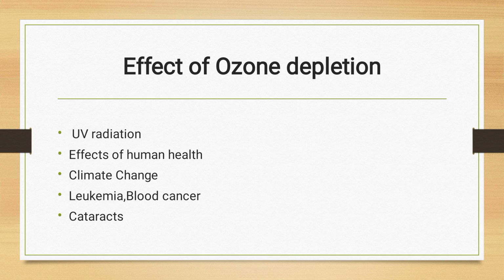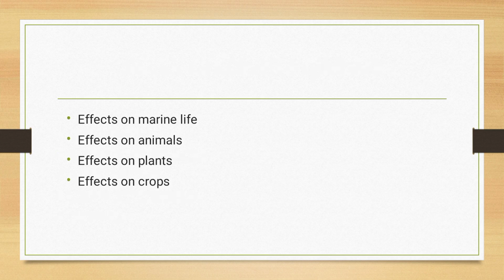Climate change will cause major damage to the ozone layer. And these are all, as I told, ultraviolet radiation, and it will affect human health. Like measles, a disease, mumps is a disease, cataract is a disease, leukemia, blood cancer. So these are all the effects of ozone layer depletion, and it will also affect marine life as well as animals, plants as well as crops. So these are all the effects of ozone layer depletion.